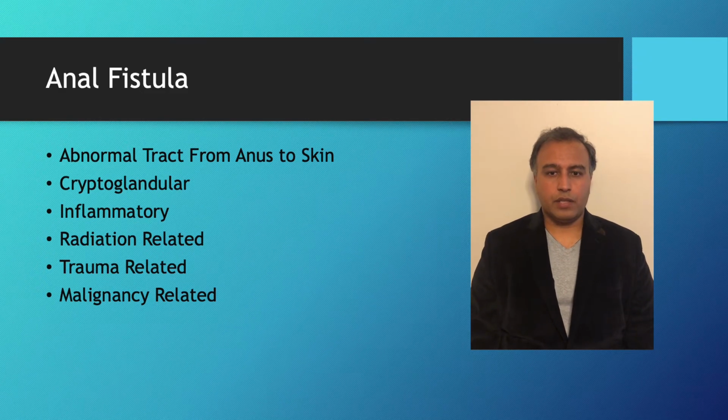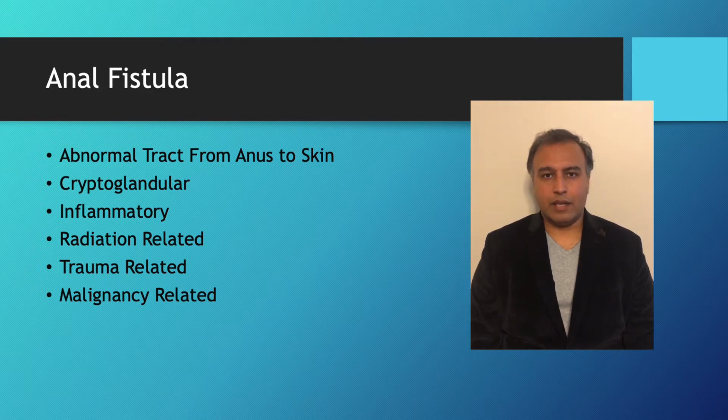Today we'll talk about a disease process that we see fairly commonly in the colorectal office and the proctology clinic, and that is the disease associated with perianal fistula. A perianal fistula is an abnormal connection that develops from within the anal canal out to the skin around it.